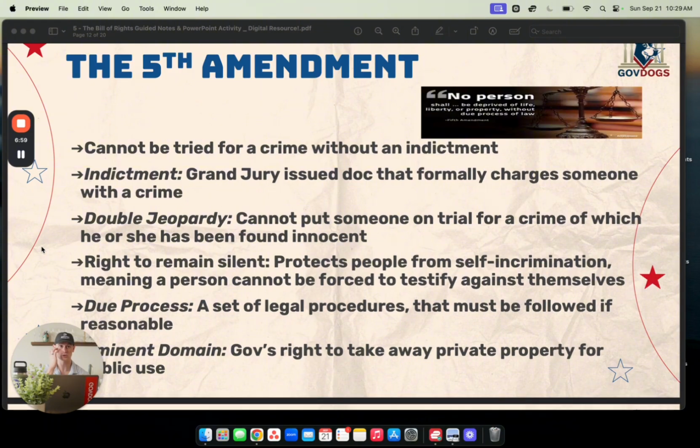The Fifth Amendment says you can't be tried for a crime without an indictment. So what is an indictment? It's a grand jury issued document that formally charges somebody with a crime. Double jeopardy. You can't put somebody on trial for a crime of which he or she has been found innocent.